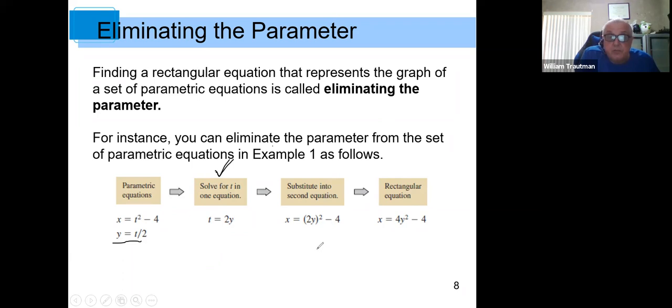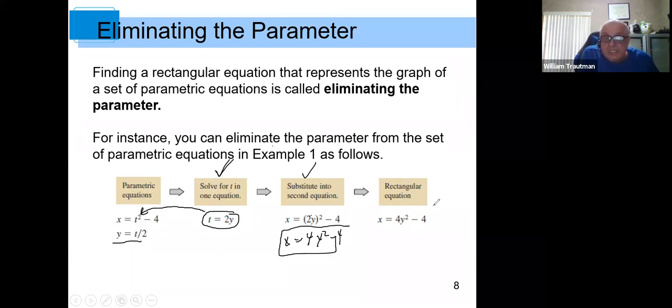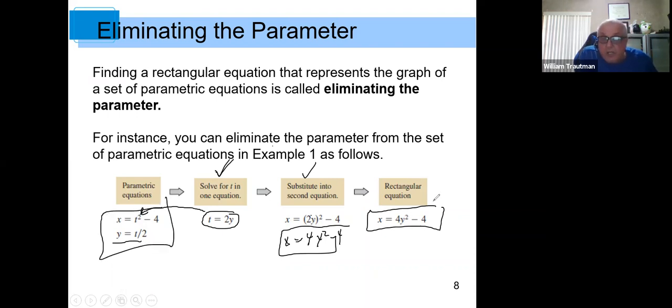Then the second step is to substitute it into the other. Substitute this t into the other equation now. We're going to plug in this 2y. Do you see the 2y substitutes into the t? And when we do that, 2 squared is 4, y squared is y squared. And we have an equation. This is the same equation as our parametric equations. It graphs the same way. If you look, this is a parabola, but it's a parabola in y squared. So it's a sideways parabola.